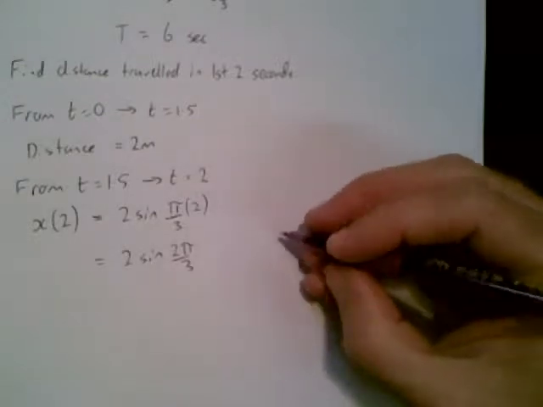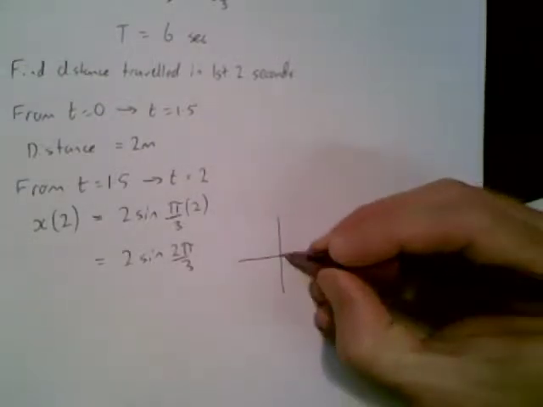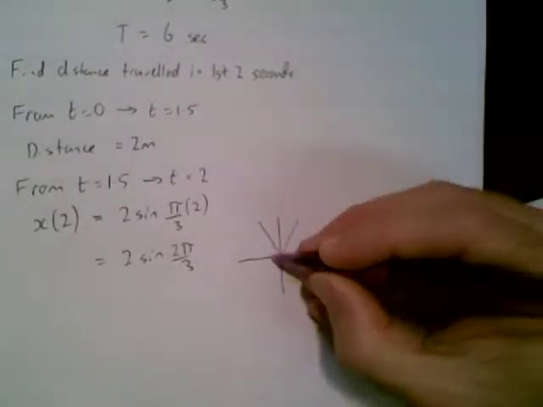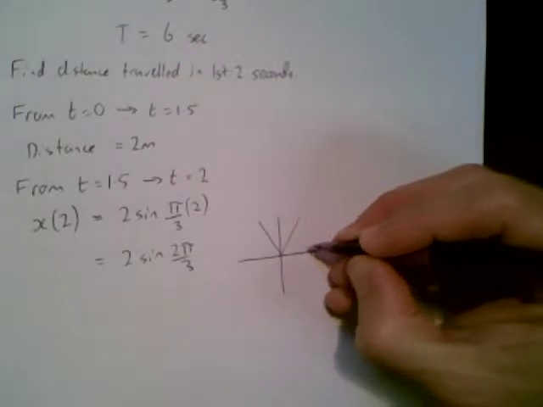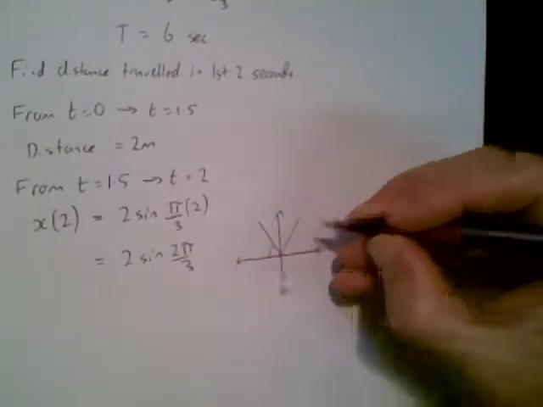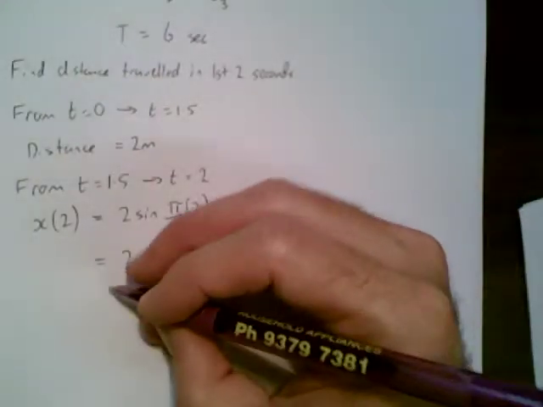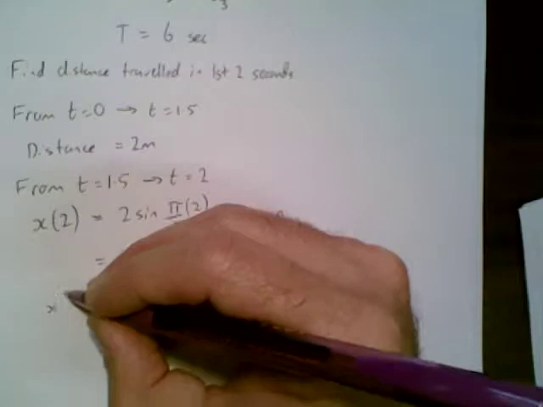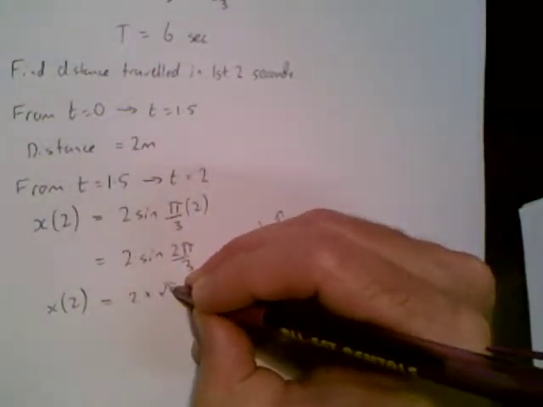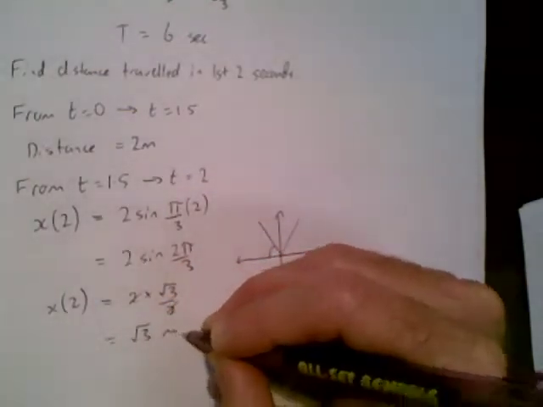Let's just check that out. We've got our unit circle here, got pi on 3, same as 60 degrees, around to 2 pi on 3 here. So sine of 2 pi on 3 will be the same as sine of pi on 3. So there's our angle in there. So we've got root 3 on 2. So our displacement at 2 seconds will be 2 times root 3 on 2. 2's cancel. We get root 3 metres.